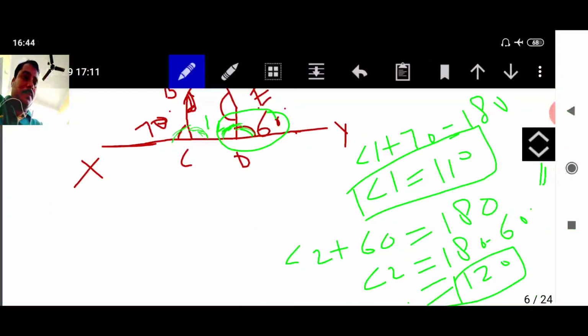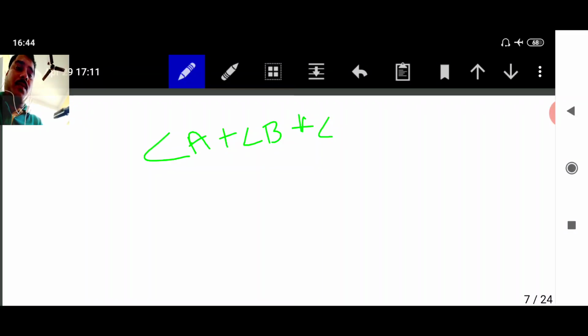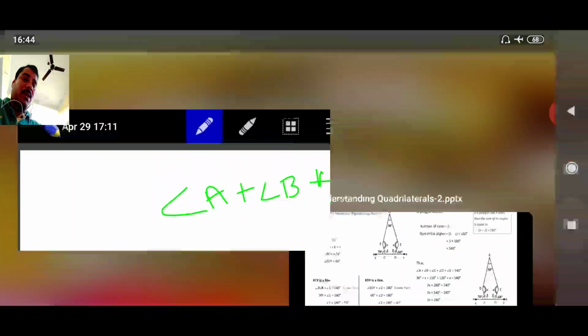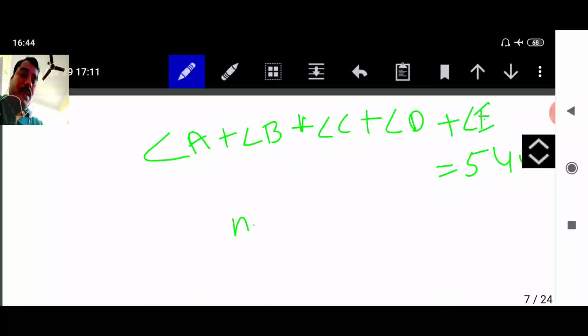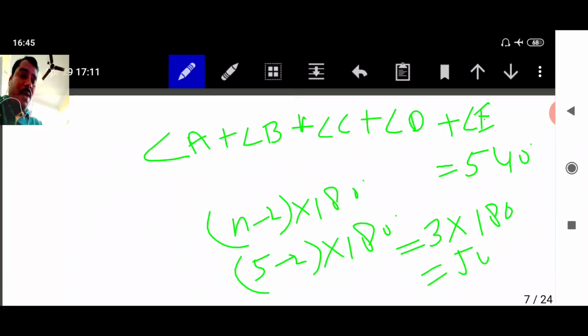Thus angle A plus angle B plus angle C plus angle D plus angle E equals 540. Okay, why 540? Because the number of sides is n, and we can obtain this by n minus 2 into 180. With n equal to 5, 5 minus 2 into 180, 5 minus 2 equals 3, 3 into 180 gets 540 degrees.